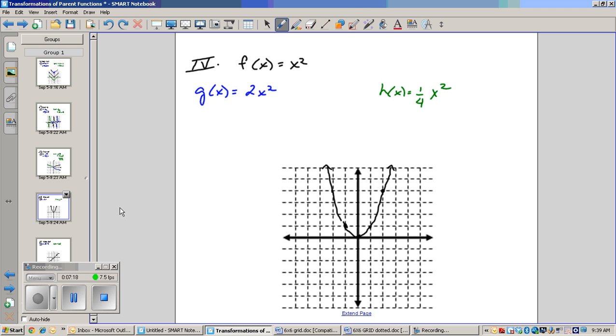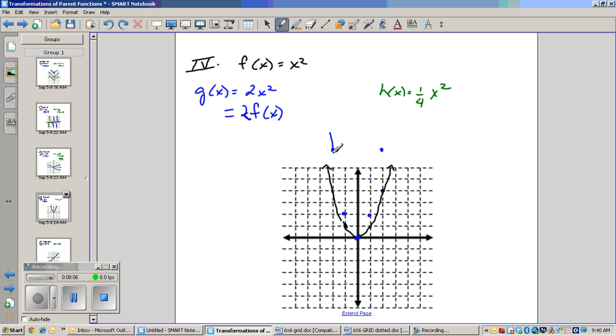Next example, y equals x squared. If g of x is 2x squared, then this is 2 times f of x. F of x is y. What happens when we multiply the y's by 2? 0, 0 stays 0, 0. But 1, 1 becomes 1, 2. 2, 4 becomes 2, 8. Negative 1, 1 becomes negative 1, 2. Negative 2, 4 becomes negative 2, 8.